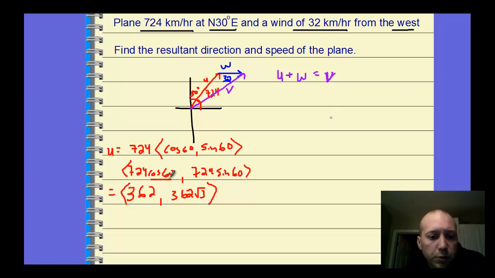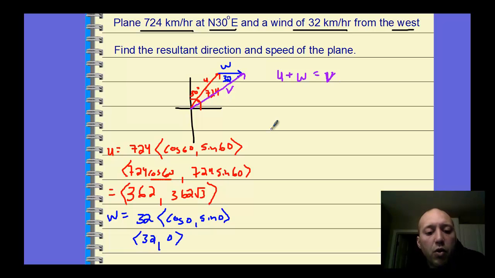If we look at W, the wind, it has 32 as the magnitude, and the component form is cosine 0, sine 0, because it's going to the right at a 0 degree angle. So this would be 32 times cosine 0, which is 1, so it would be 32 comma 0, because sine of 0 is 0. So there's the component form.